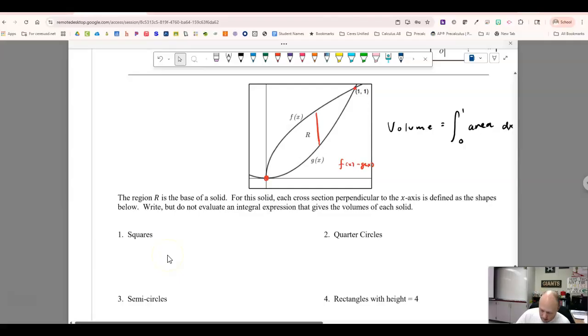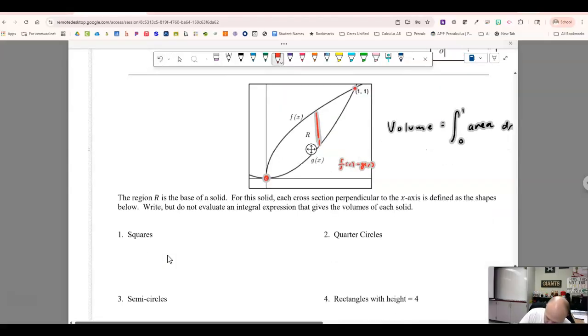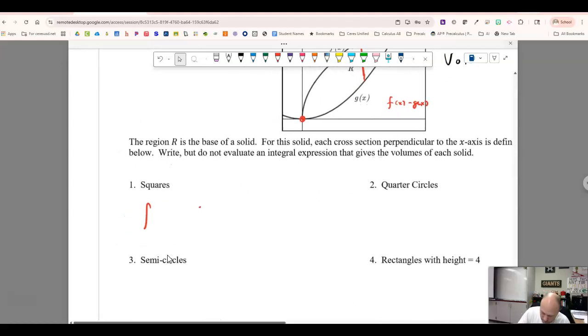Squares. Okay, so this is going to be the integral from 0 to 1. My pen is not wanting to work.